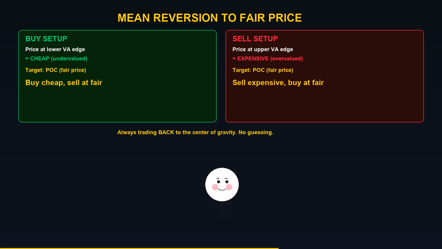The core strategy is mean reversion to fair price. When price drops to the lower edge of the value area, you buy. Your target is the POC, the fair price. When price rises to the upper edge of the value area, you sell. Your target is again the POC. You're always trading back toward the center of gravity. Buy cheap, target fair. Sell expensive, target fair. The volume profile tells you exactly where cheap, expensive, and fair are. No guessing, no indicators, just where the volume actually traded.